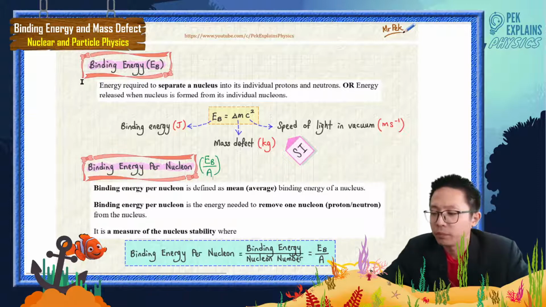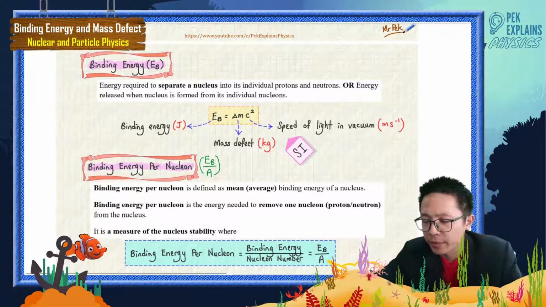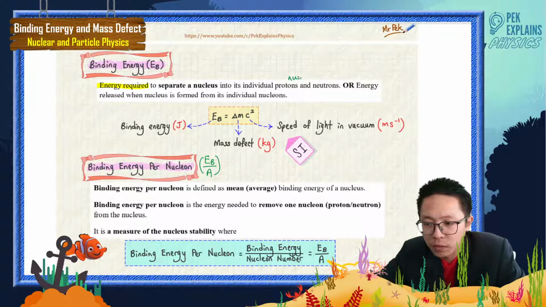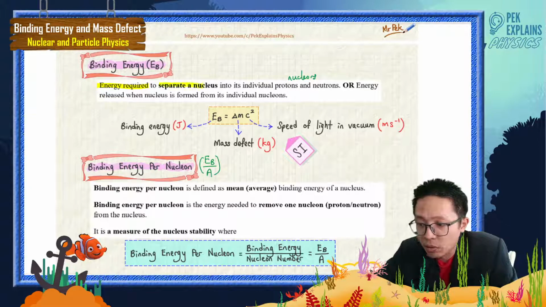First of all, let us look back at binding energy. Binding energy is the energy required. You need to supply this amount of energy to be absorbed by the nucleus, to separate the nucleus into the individual protons and neutrons. These protons and neutrons are the nucleons. It's to separate a whole nucleus.